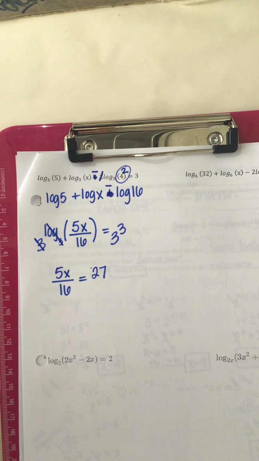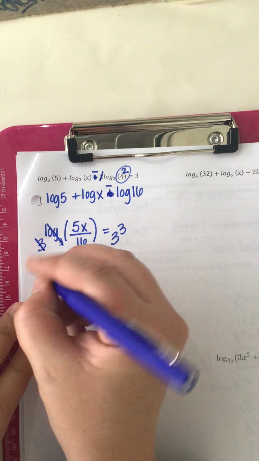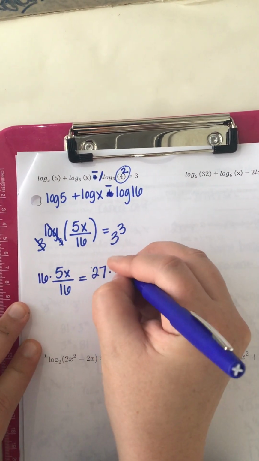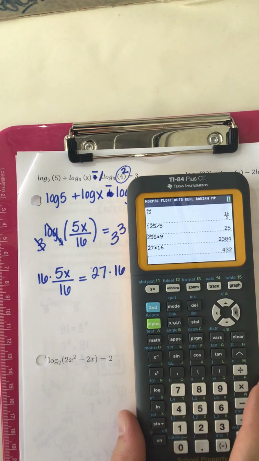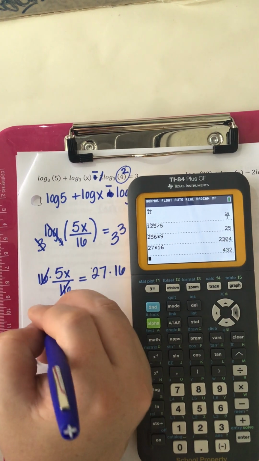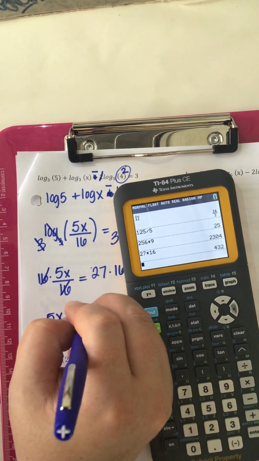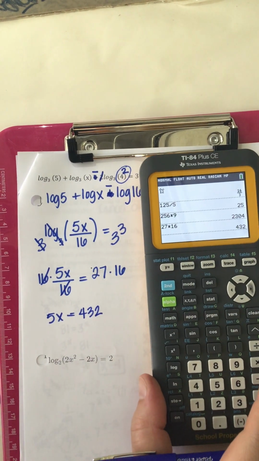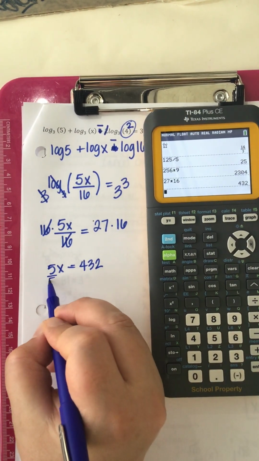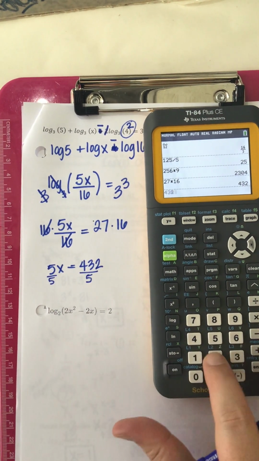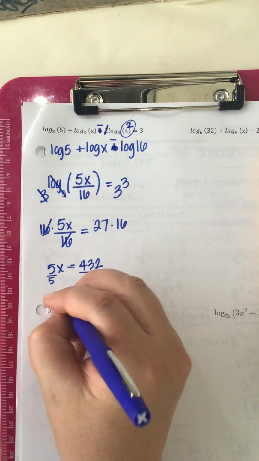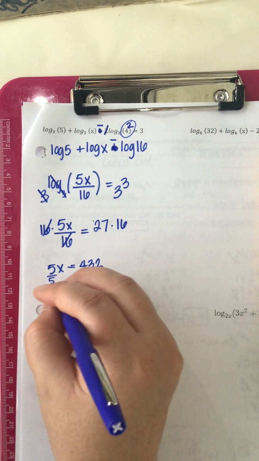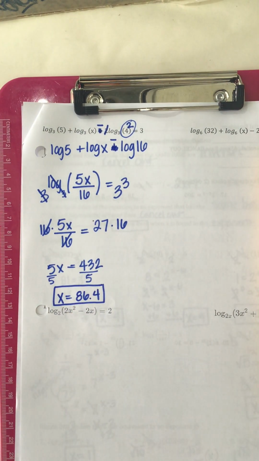5x is divided by 16. How do I undo that? Multiply by 16. So 27 times 16 is 432. So I have 5x equals 432. And then from there, divide by 5. Very good. 432 divided by 5 is 86.4. Or if you prefer, you could do it as a fraction. Your practice will take it either way as long as it's simplified. Okay?